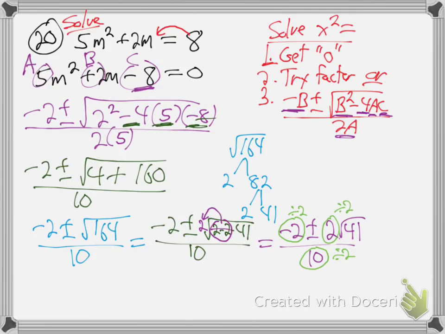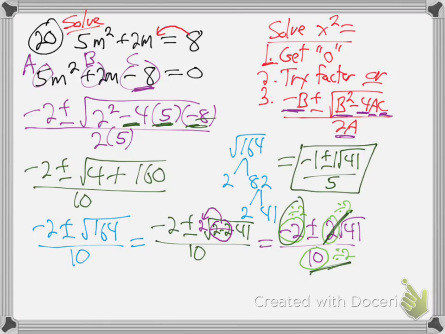And so with that in mind, the final answer is negative 1, right? Negative 2 divided by 2 is negative 1, plus or minus root 41 all over 5. 10 divided by 2 is 5. 2 divided by 2 right here made 1. You can put a 1 there if you want. You don't need the 1. It's not doing anything. Those are the answers.